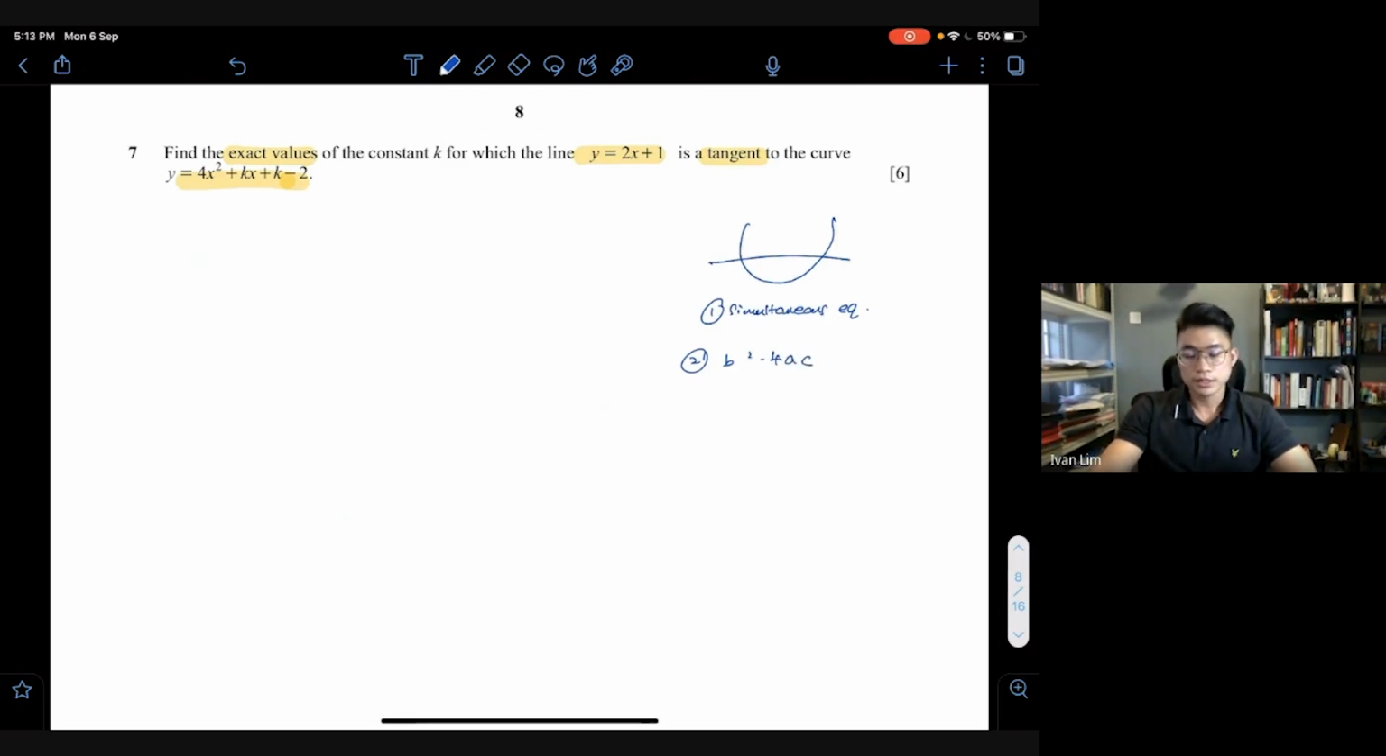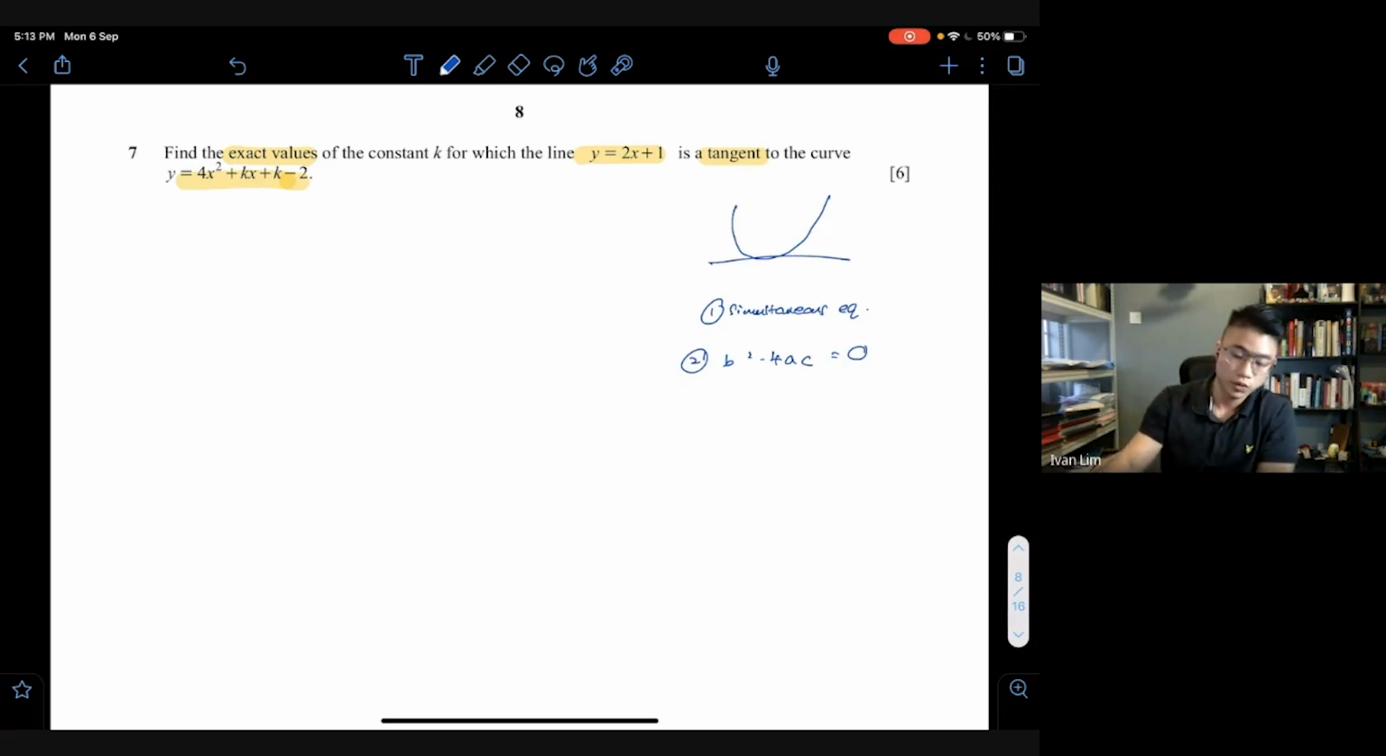In this case, they say it's a tangent, which means it touches at one point, so your graph will be like this, equals to 0. They can give you 3 cases: intersect at 2 points, tangent or intersect at 1 point, and the curve doesn't intersect with the line at all.